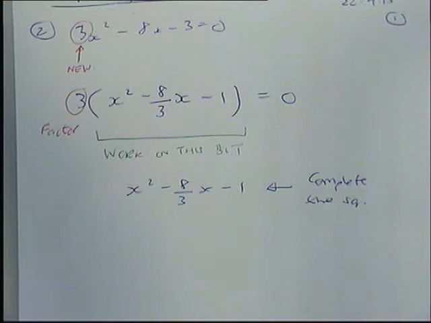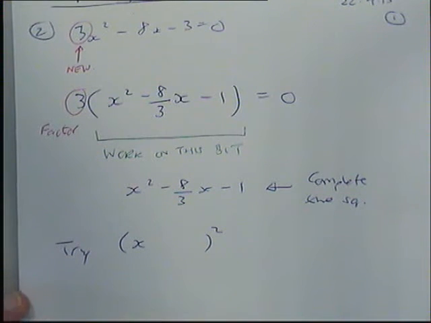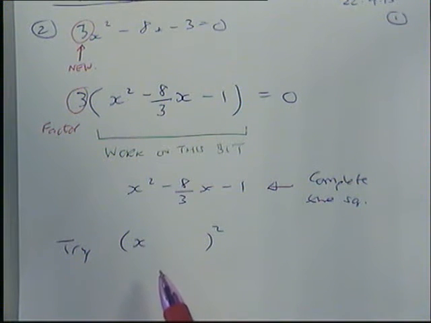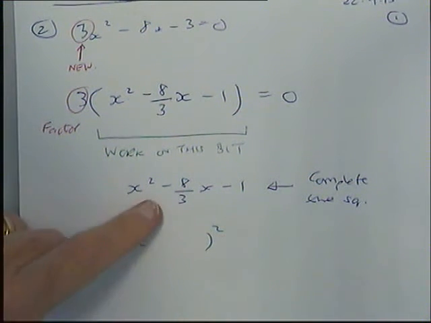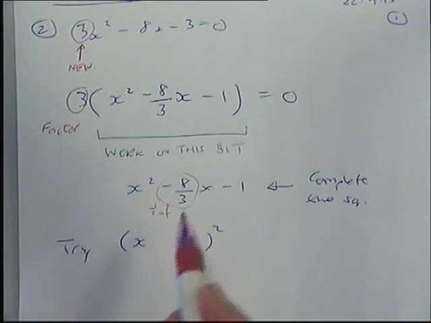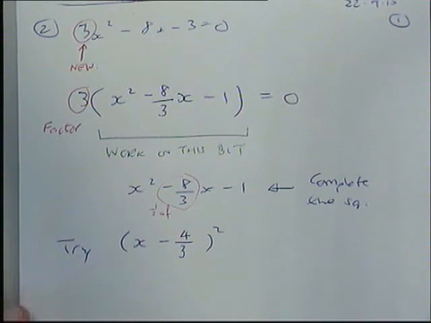So, from that little recap we had at the beginning of this section, what do I do to start with? I'm going to have something in a bracket squared that I'm going to try. What takes this position here in the brackets? Minus 4 over 3. Okay. It's basically half of that. What we're looking for now is half of that. What is half of 8 thirds? 4 thirds. And it's a negative. So that is what goes in there.